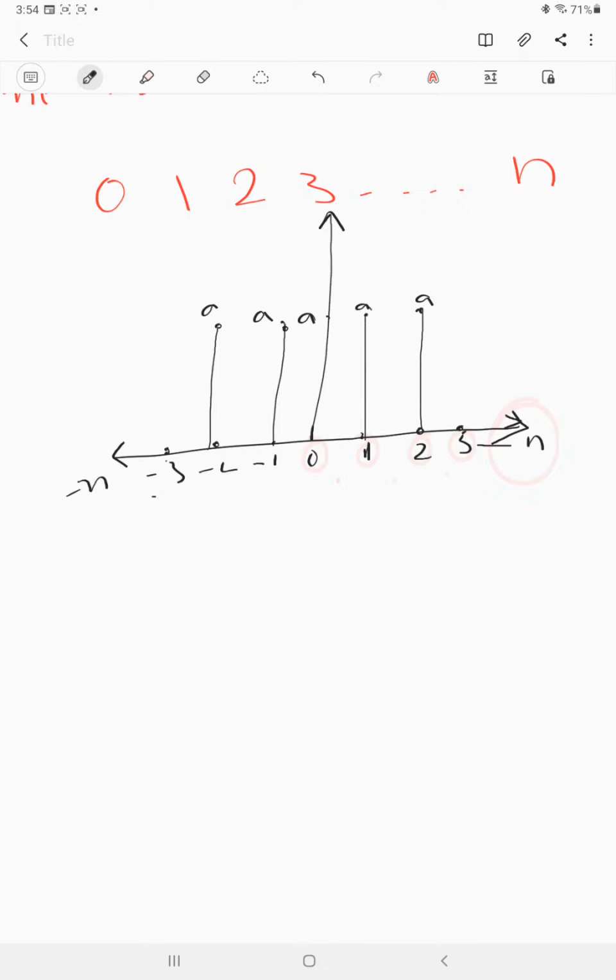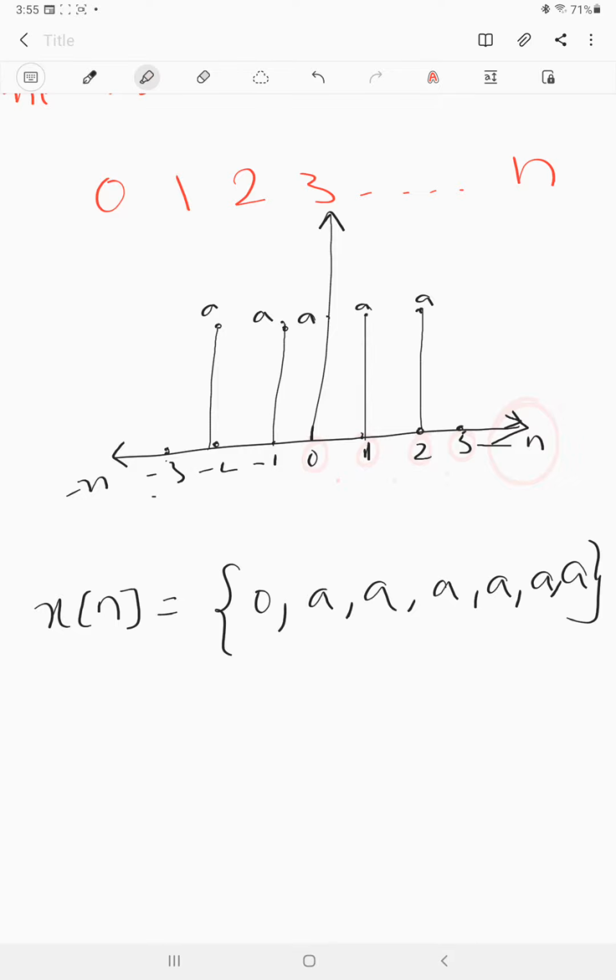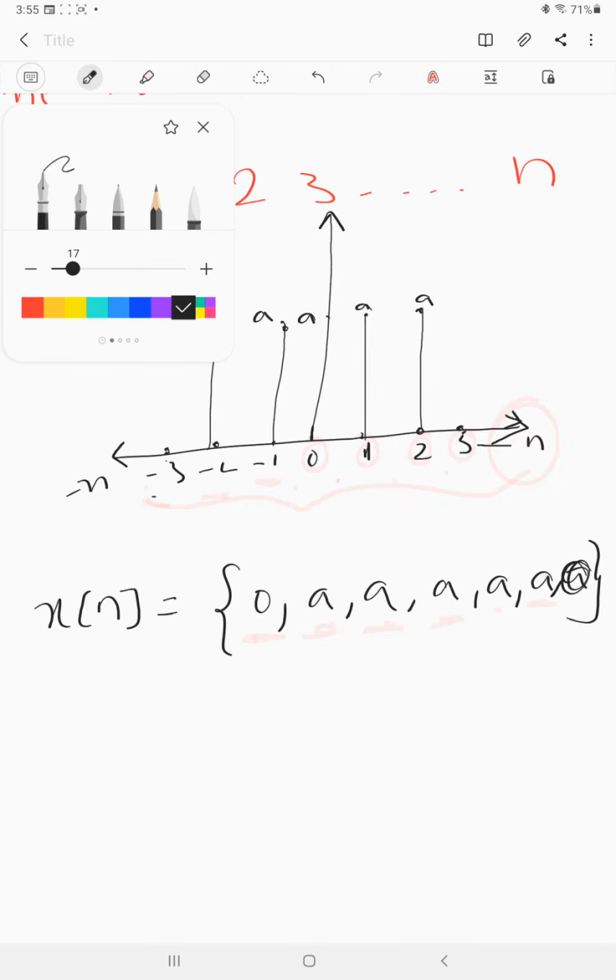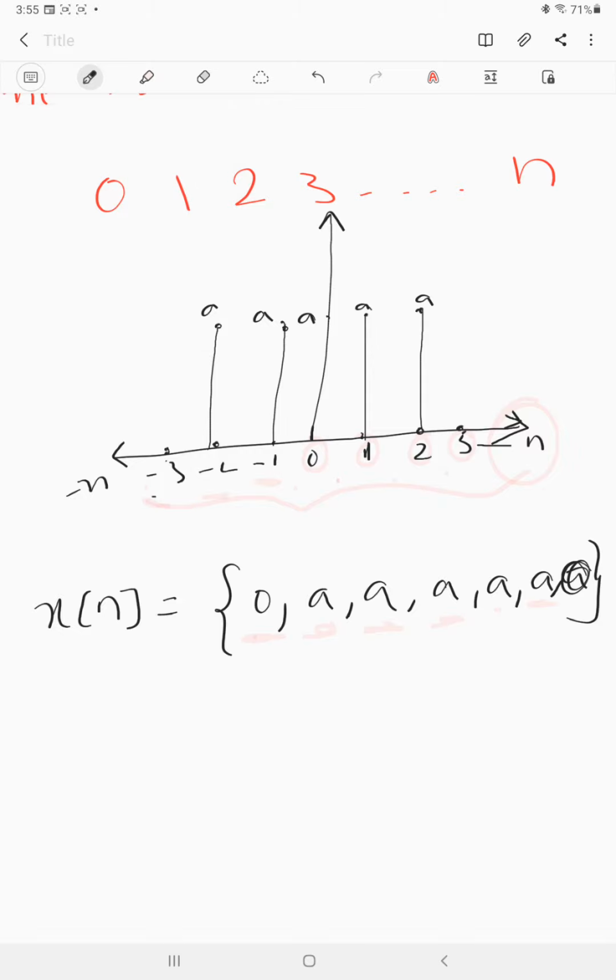Mathematically, we will write this signal as x of n is equal to 0, A, A, A, A, A. We started the signal from this side. At minus 3 it is 0, at minus 2 it's A, at minus 1 the amplitude is A, at 0 again amplitude is A, at 1 the amplitude is A, at 2 the amplitude is A, at 3 the amplitude is 0. So we'll write this signal as x of n is equal to 0, A, 0.